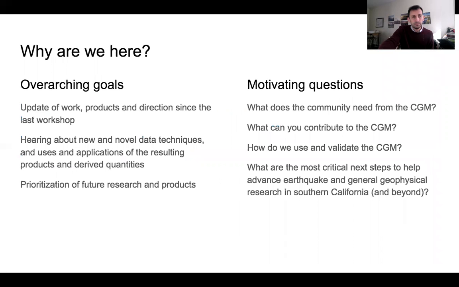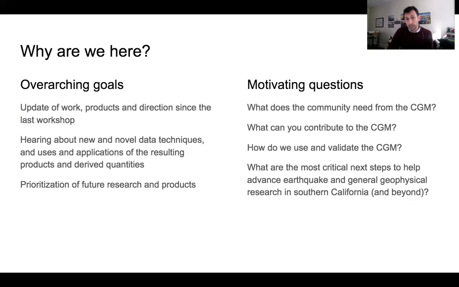So why are we here? The overarching goals here are to update you all and each other on work, products, and the direction since the last workshop at the end of 2019, before the pandemic slowed things down a little bit. We're going to be hearing about some new and novel data techniques and uses and applications of the resulting products and derived quantities.